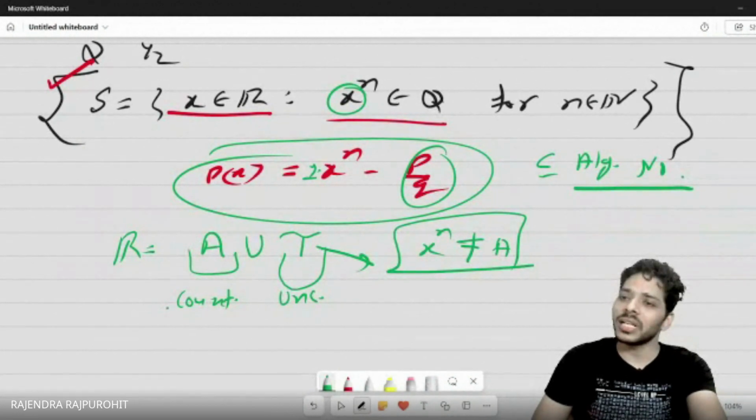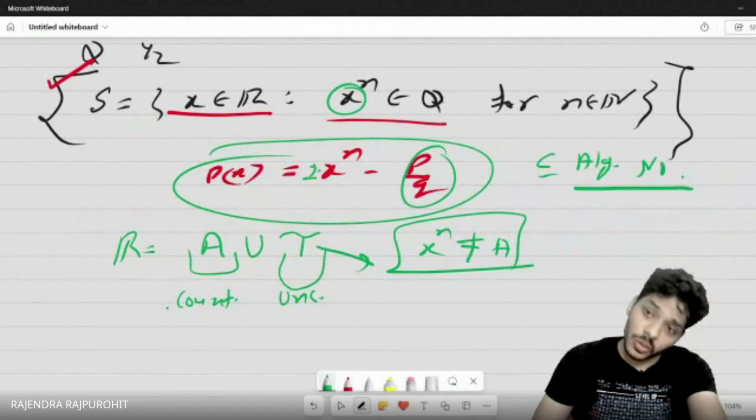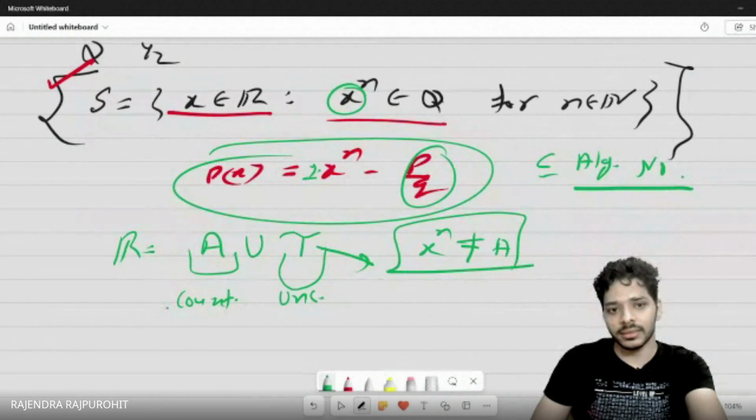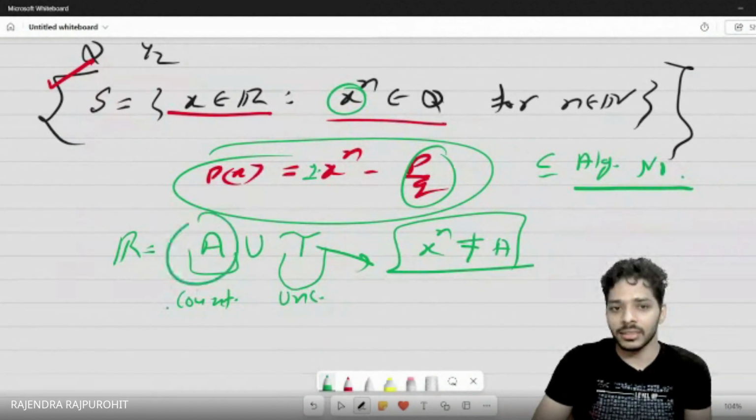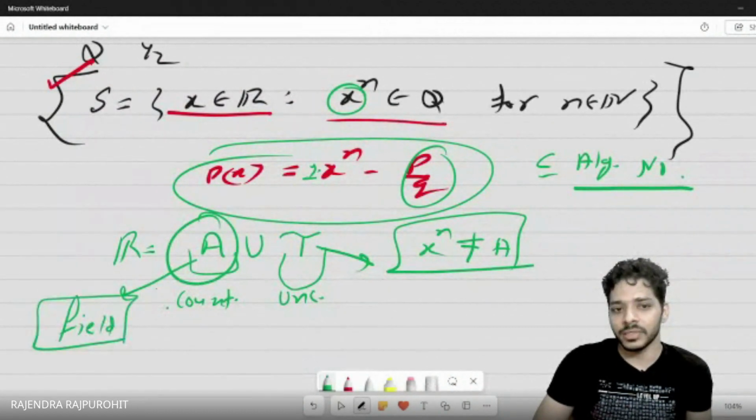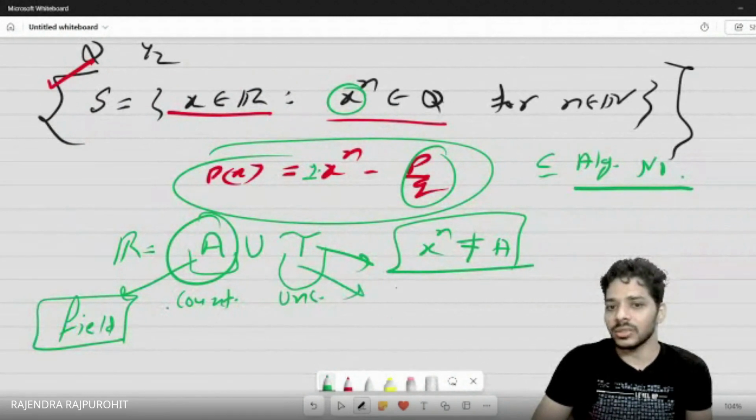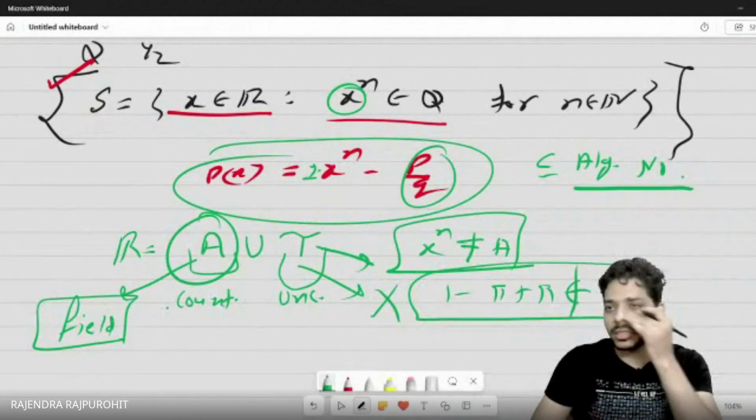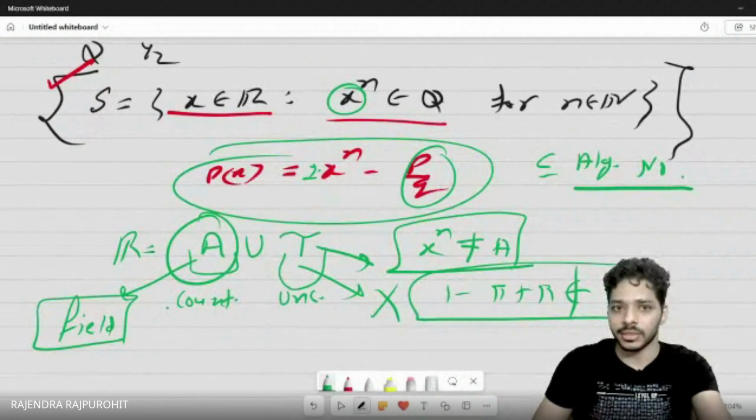Sum of two transcendental numbers need not be transcendental. Sum of two algebraic numbers is always algebraic, and hence the set of all algebraic numbers becomes a field, a subfield of R. The set of transcendental numbers is not even closed under addition, because 1 minus pi plus pi doesn't belong to it. So this one doesn't form a field. It's not even a group. This is a field, so that we can talk in algebra.